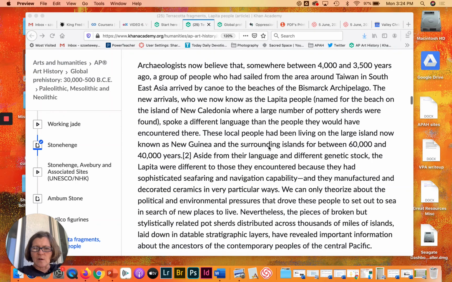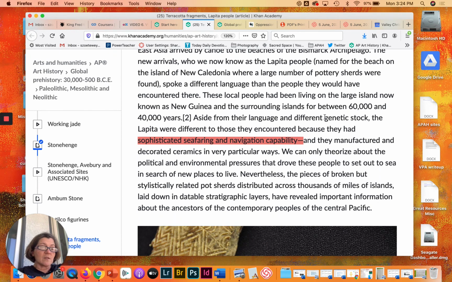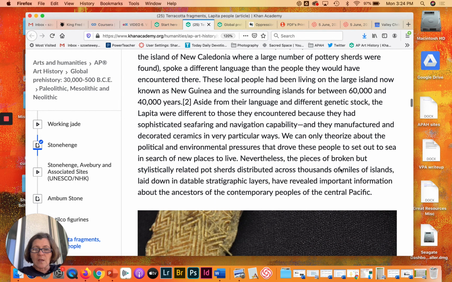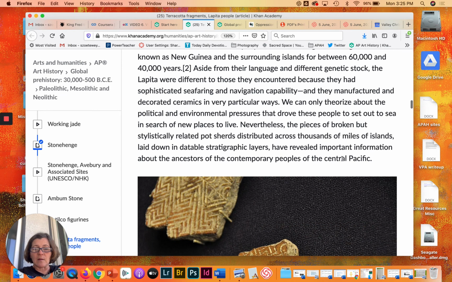When I keep going through this article, they're talking more about the history of the people, how they moved in. And one big thing right here is the sophisticated seafaring navigation capability. This is a clue, based on these terracotta fragments, that we know about the Lapita people, and they manufactured and decorated them. We don't have information on why they kept having to go to new places. Like I said, we don't always have the information on these older pieces, so it's okay to leave things blank. It says we can only theorize. Unless they give you a prevailing theory, you don't need to explain about it, okay?